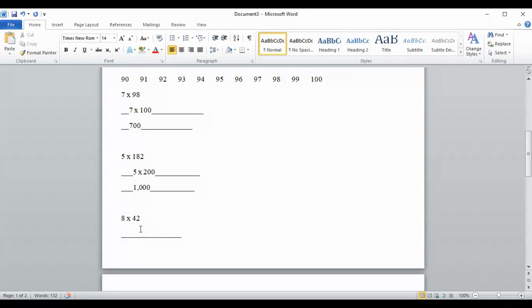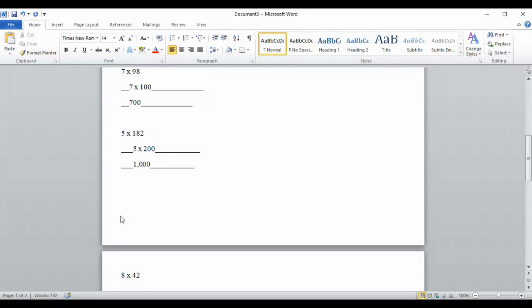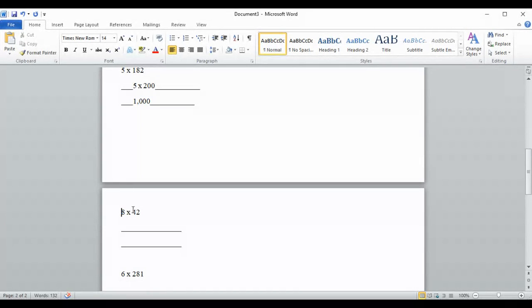All right, now we have 8 times 42. So we are going to round the 42. What would 42 be closer to on a number line? Would it be closer to 40, or would we bump it all the way up to 50? I hope you said it's closer to 40. So 8 times 40. Then we multiply 8 times 4. That's 32. Add 1 zero.